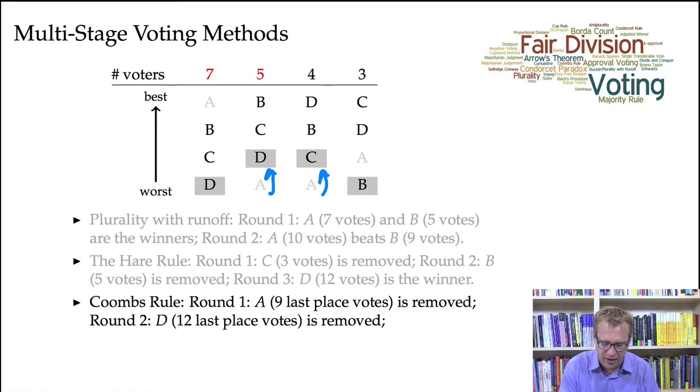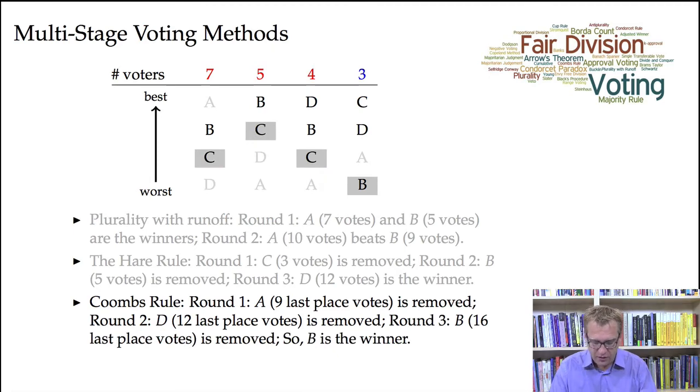and we see now that D ends up with the most last place votes, with 12 total. So C gets 4 last place votes and B gets 3 last place votes. So in that round, candidate D is removed and all of D's votes are transferred to C, and we see that B is declared the winner because B has only 3 last place votes, while C has 16 last place votes. So B is declared the winner.